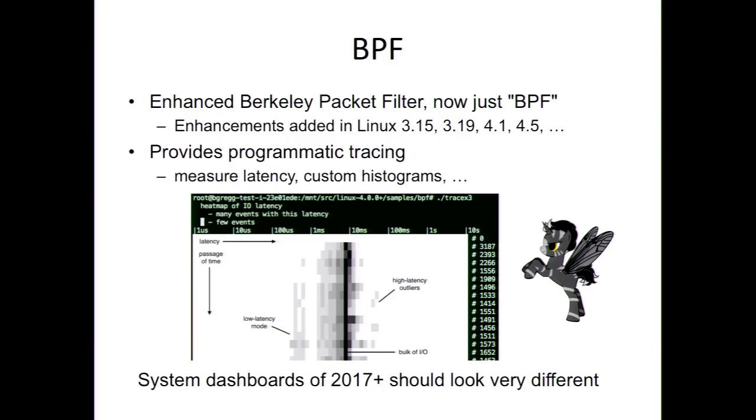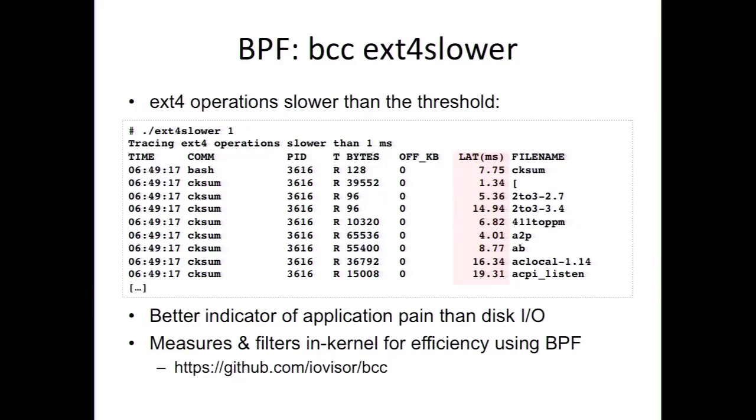So your dashboards should get a lot better. System dashboards should get a lot better next year going forward once you upgrade to the newer kernels that have this stuff. Ubuntu Xenial was released today. That's a 4.4 kernel, and that has a lot of BPF. This stuff works in Ubuntu Xenial, so you can get latency heat maps out of the kernel. It's a bit tricky to use, but that program is actually in the Linux source code. You can compile and run it. Again, we need to have the front ends. I've been working on various front ends. They're part of a package called BCC.